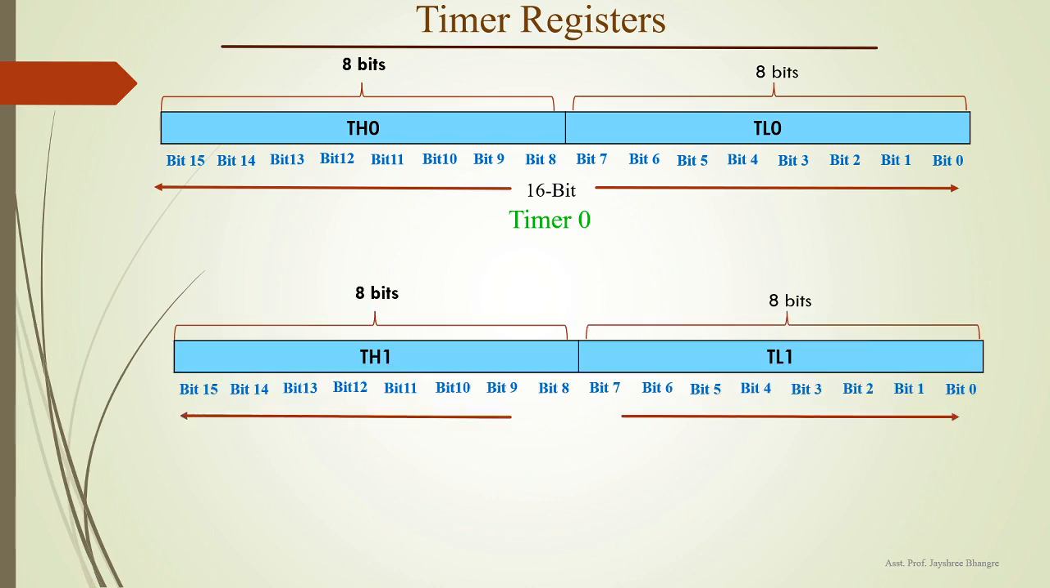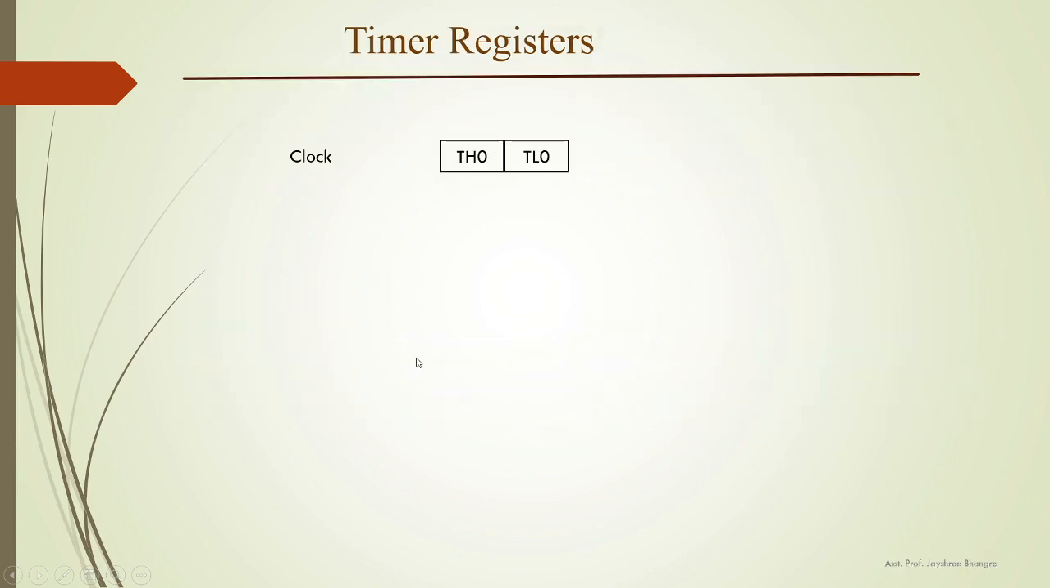Similarly, timer 1 is a 16-bit register that consists of two 8-bit registers, TL1 and TH1. The address of the TL1 register is 8BH and the address of the upper register, TH1, is 8DH.